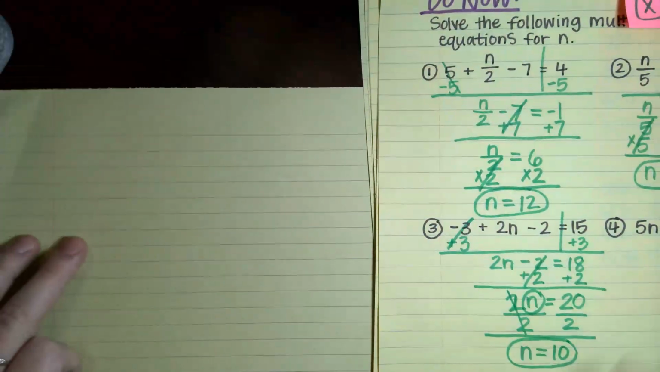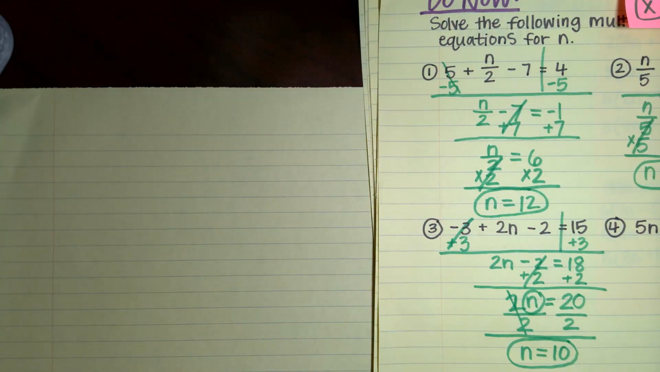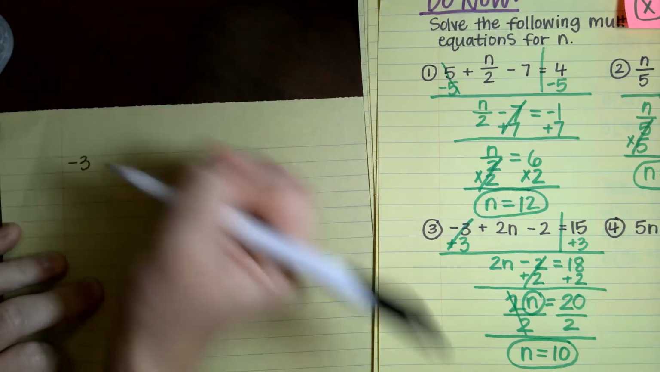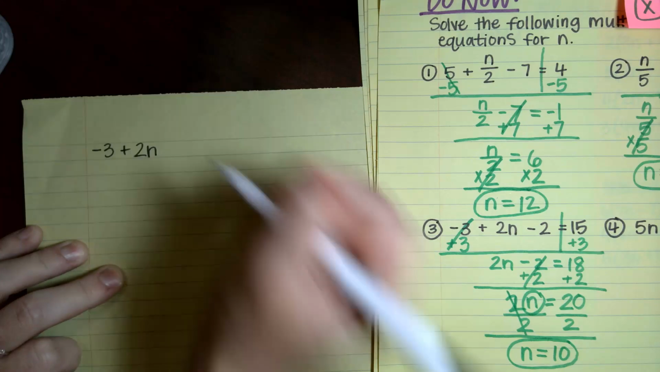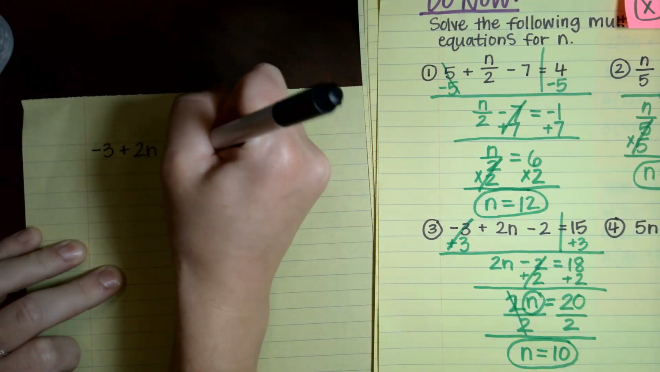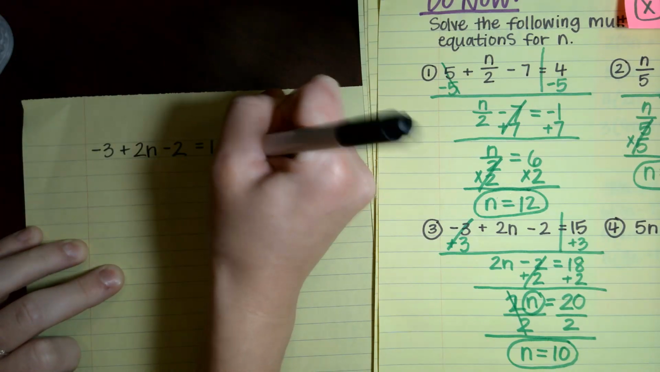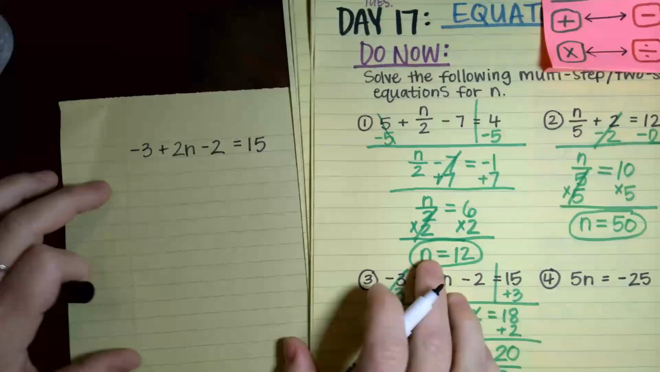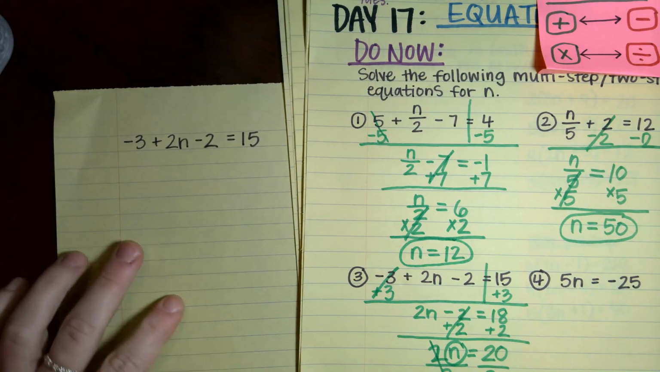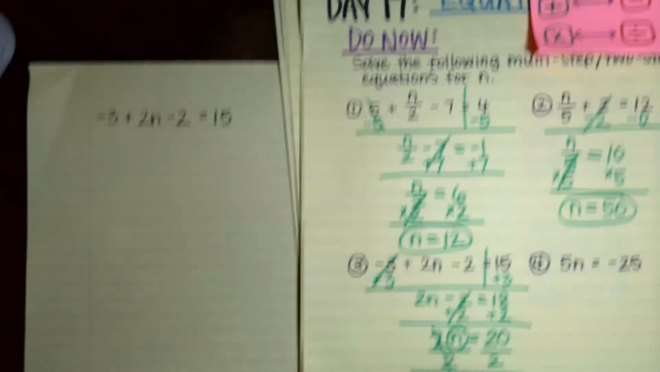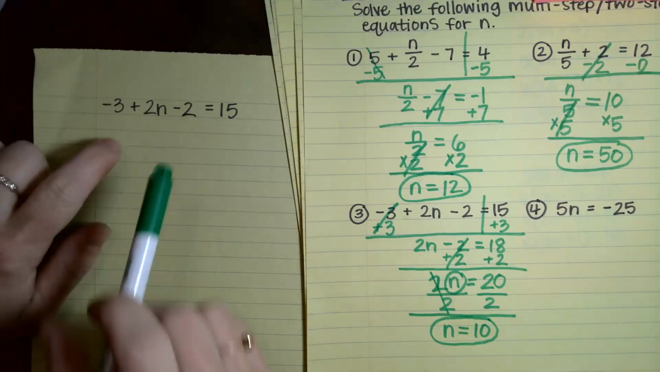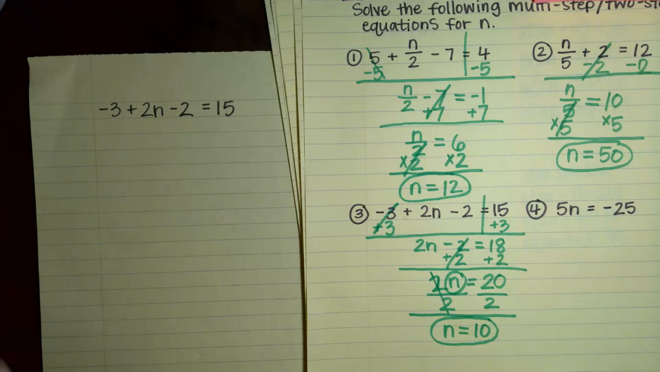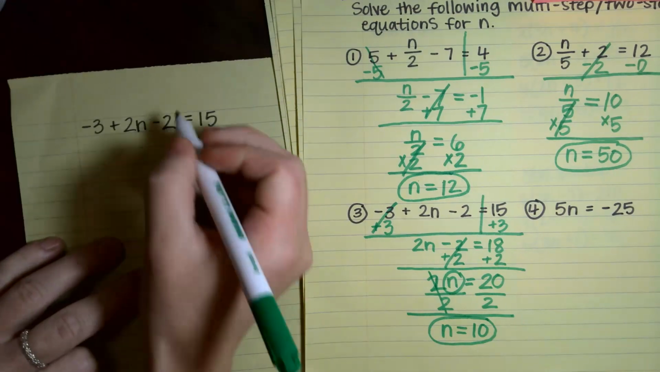All right, let me rewrite this problem. I think it helps sometimes to see it both ways. So let's do our original problem. It was -3 plus 2 times n minus 2 equals 15. And you said you weren't sure about that -3 plus 2n. So instead of starting with that, you decided to do this plus 2 first? Yes. Okay, so let's go ahead and do that.